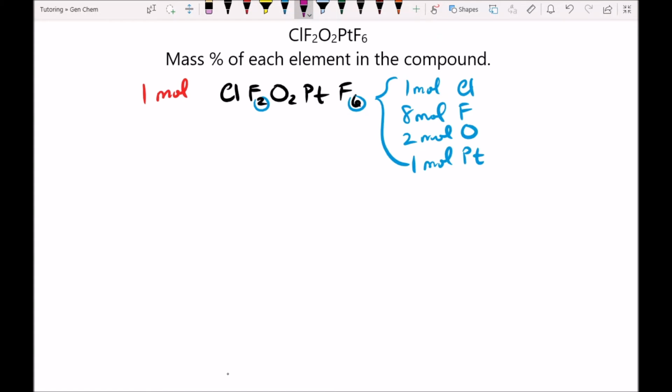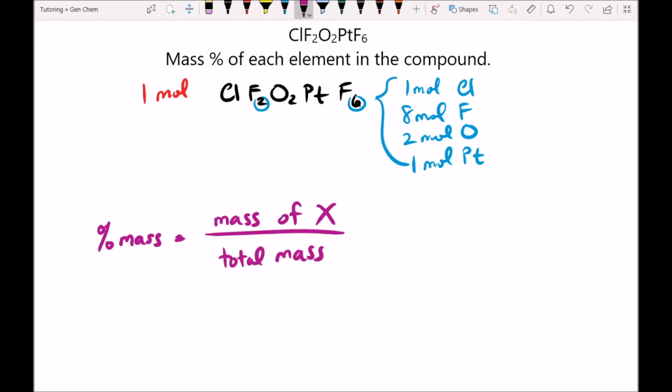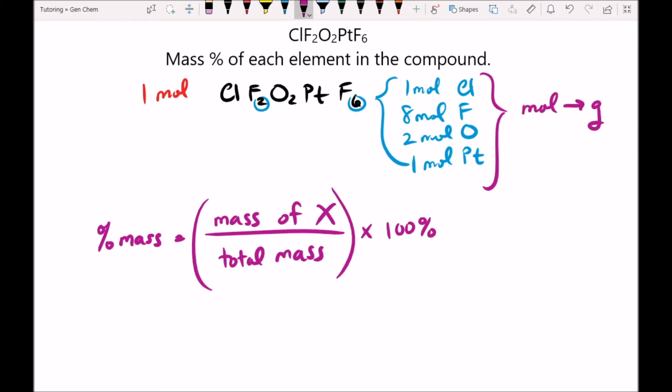And let's look at our general formula for computing the mass percent. The percent mass of a given element in a compound is the mass of X, so whatever mass contributed by chlorine or fluorine or oxygen or platinum, over the total mass of the entire compound. We multiply that, which would be a decimal less than 1, by 100% to get our percent mass. And so to do that, we convert these molar amounts to grams, and then divide the grams contributed by each over the total mass, and we get our percent mass.